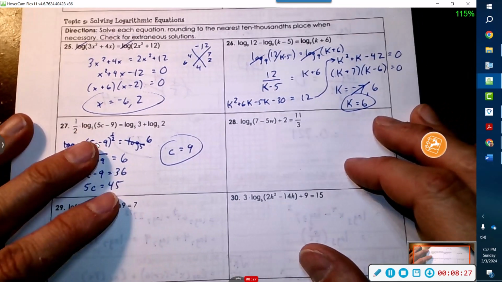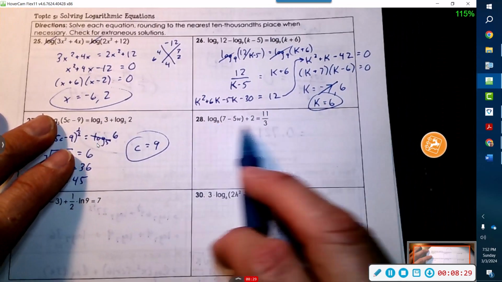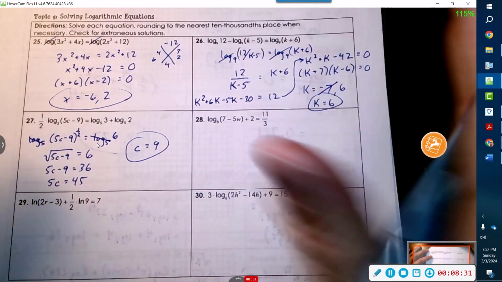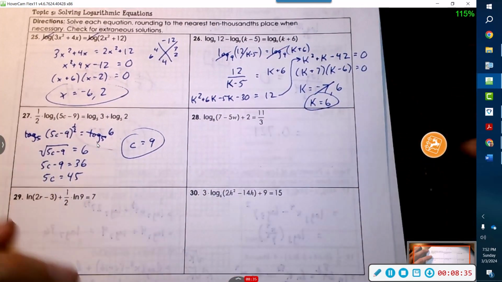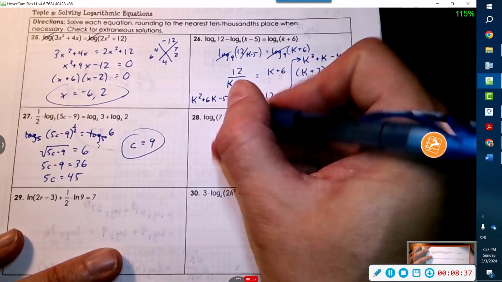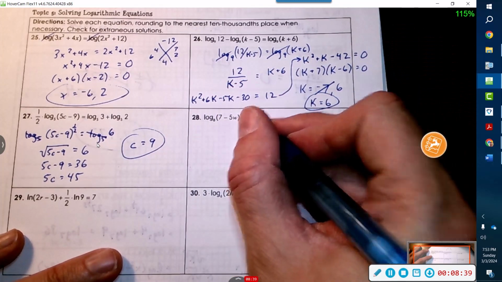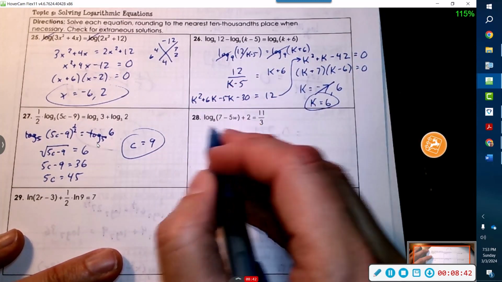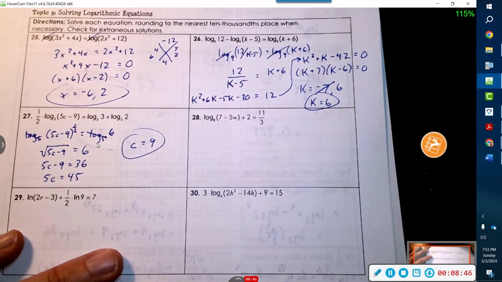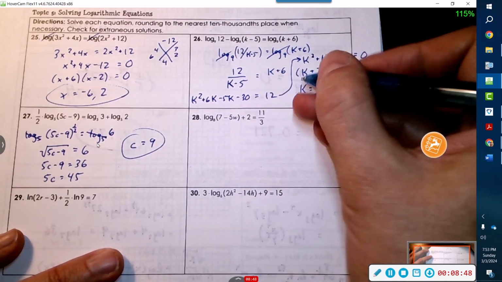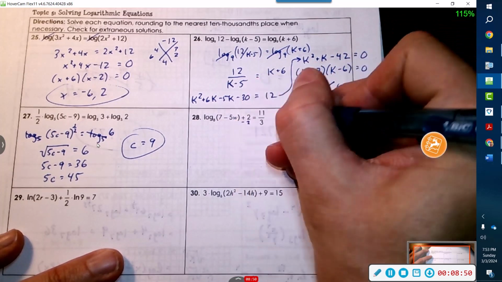All right, so now we do not have two opposing logs on either side. We only have one log. So that means we're going to have to do the loop in order to get this straight. So let's go ahead and move this guy over here. We can't undo the log until it is completely isolated on one side. And so we are going to subtract 2. So let's subtract 2 here.